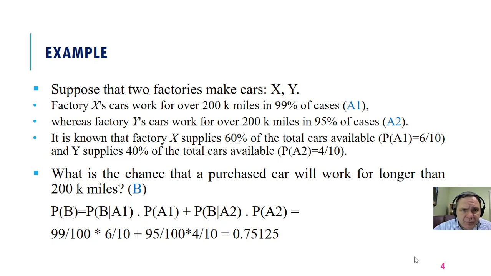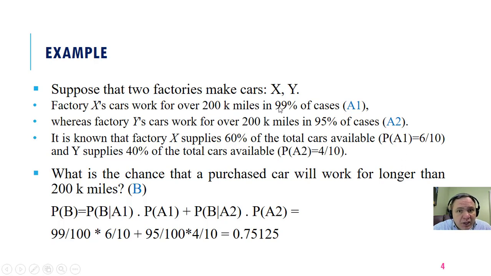Okay, so let's take the following example. Suppose that we live in an area where there are two factories that make cars, only two factories that can supply cars in this area. So factory X and factory Y. Suppose that factory X's cars have a 99% chance to go beyond 200k miles. And suppose that factory Y's cars have a 95% chance to go beyond 200k miles. And suppose that factory X supplies 60% of the cars in this market, while factory Y supplies 40% of the cars in this market.